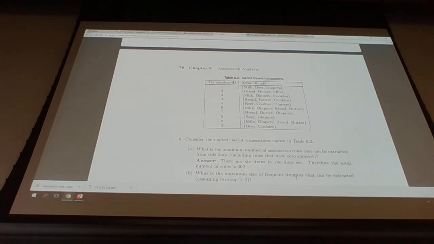The largest, right? They are not saying that it has to be frequent. It says that, okay, it can be an item set, but what is the maximum size? It may or may not be frequent. So that is 4. Why? Because you have an item set with 4 items. That's why.